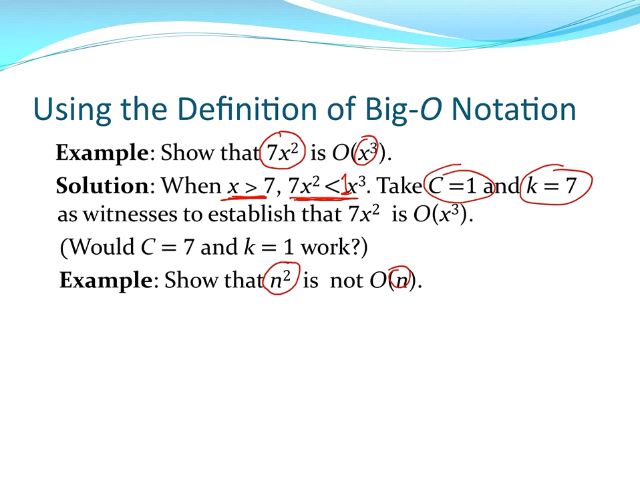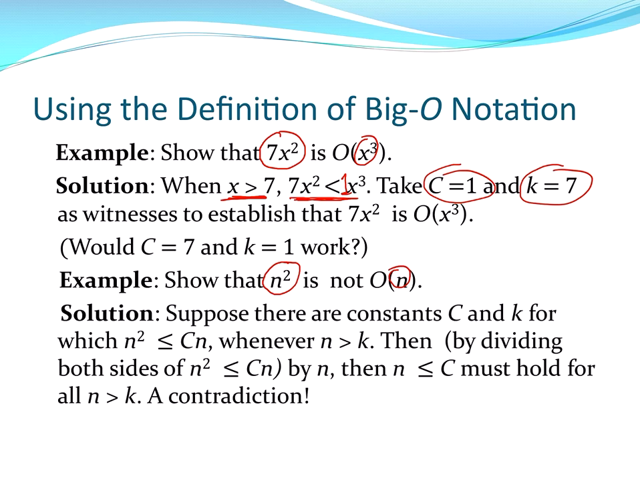When we suspect that one function is not big O of another, the typical approach is to assume that it is. So here's our approach. We're going to assume that there are constants c and k, for which n squared is less than or equal to cn, that's the definition of big O, whenever n is greater than k, there's the two witnesses. And then we'll use those two portions of the definition to show a contradiction. We will divide both sides of n squared less than or equal to cn by n to get n is less than or equal to c.